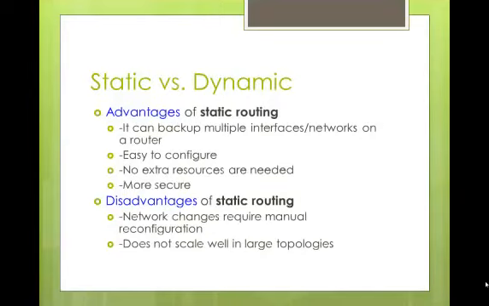The disadvantages of static routing are that network changes require manual reconfiguration. If a network change were to occur, you'd have to manually go into the router and change your route, take out the old route, and put in the correct new route. It does not scale well in large topologies. If you have multiple networks and multiple routers, that just increases the amount of IP route statements, the amount of static routes that you have to add.